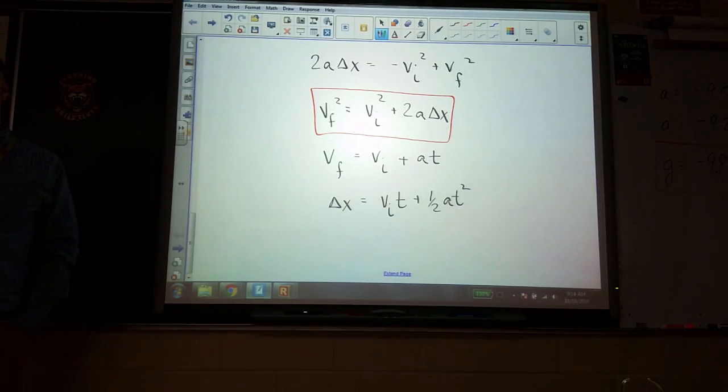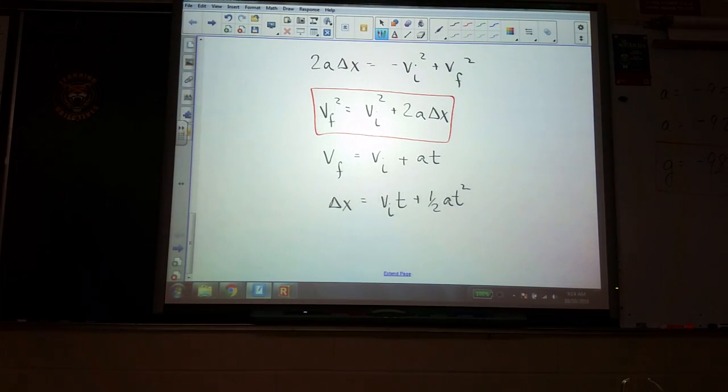So these three we refer to sometimes as the Galilean equations. I don't know if he actually developed them or wrote them in this way, but since they're based on the concepts that he developed, we named them after him. And these three will help us with a lot of our calculations.